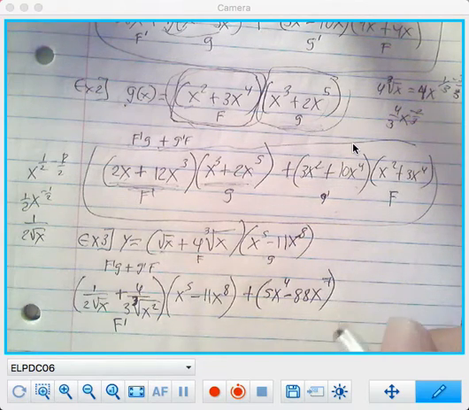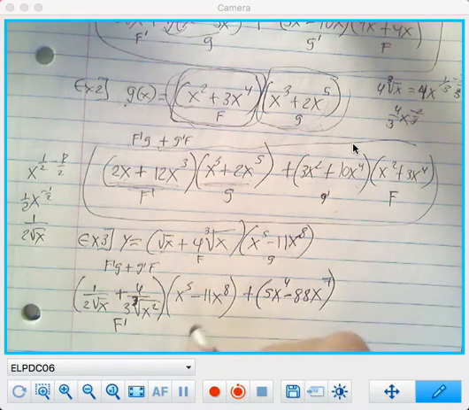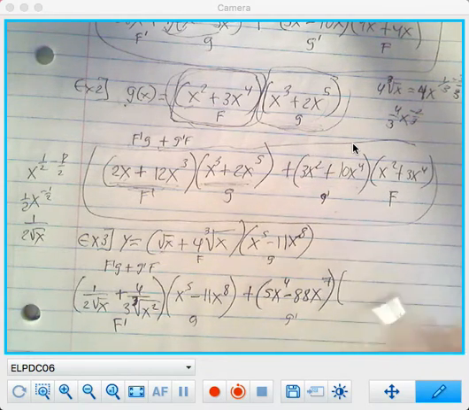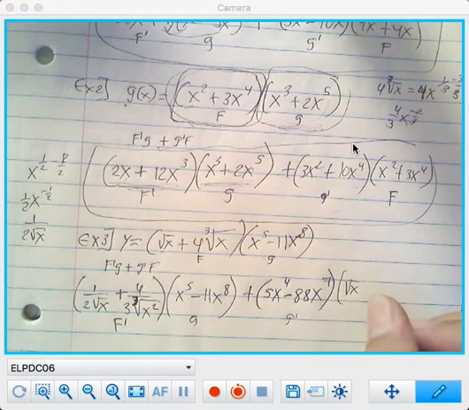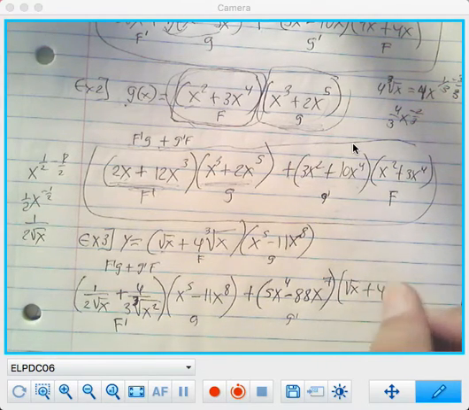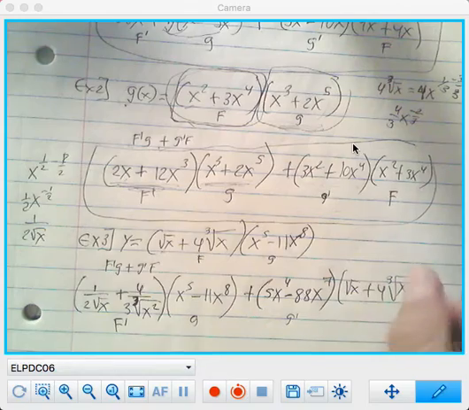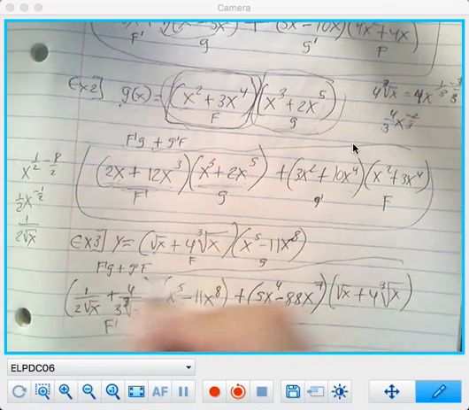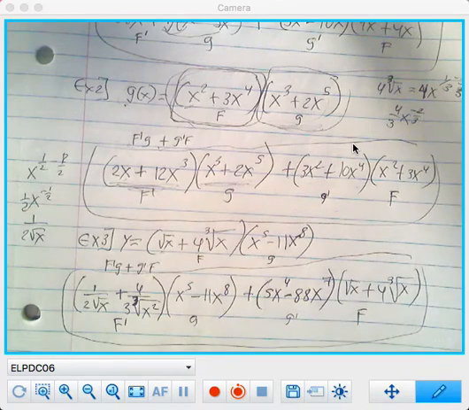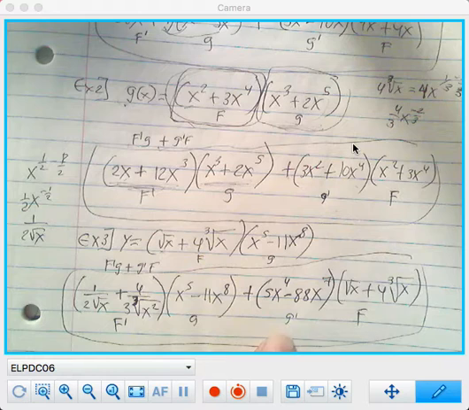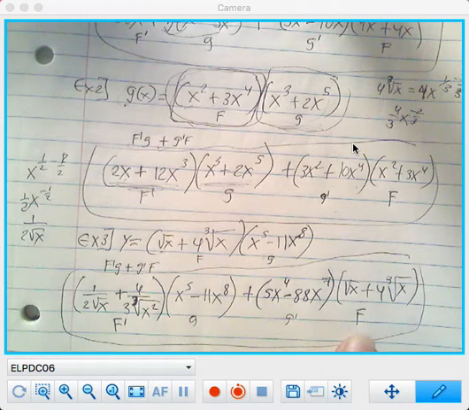Am I done? No. This is g, this is g prime. So I need f. F would be this. So we just write it: square root of x plus 4 and then cube root of x. So this would be our answer. Double check, do you have everything? F prime g plus g prime f. Cool?